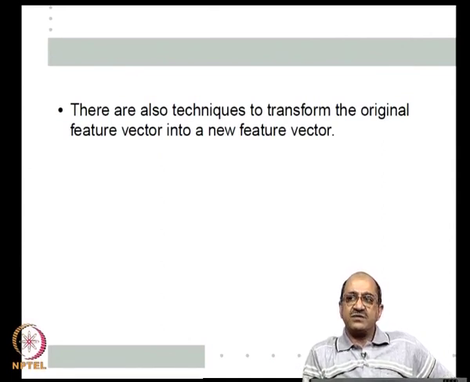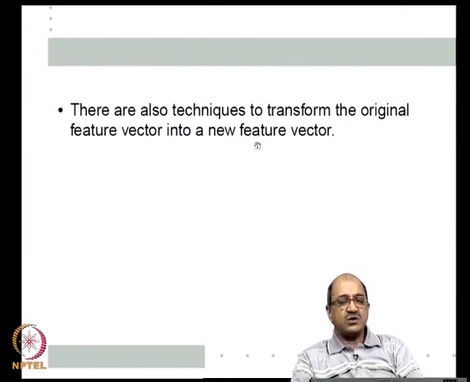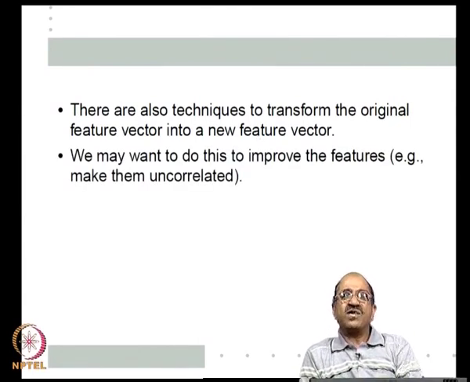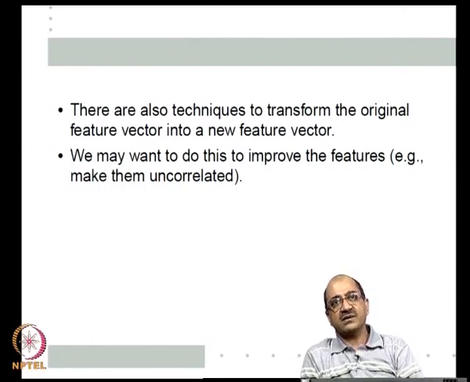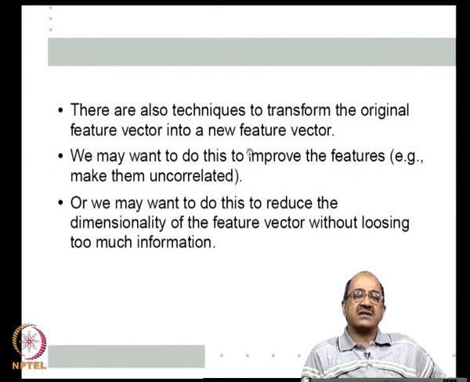Given that I have measured these features, can I manufacture new features out of these features? For example, maybe certain linear combinations of these features may give me better features for discrimination. Okay. So, there are also techniques to transform the original feature vector into a new feature vector. We may want to do it for many reasons. For example, we may want to make them uncorrelated, or we may want to make them better at classification, or we may want to do dimensionality reduction.